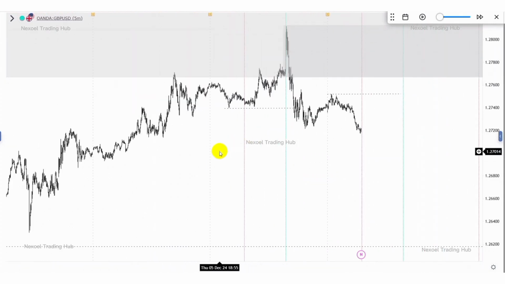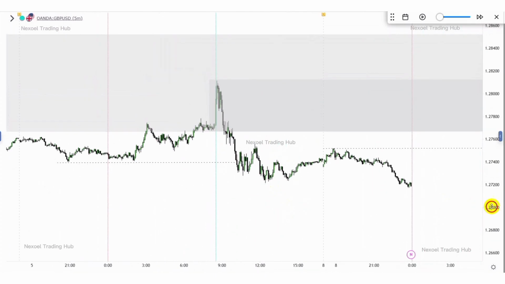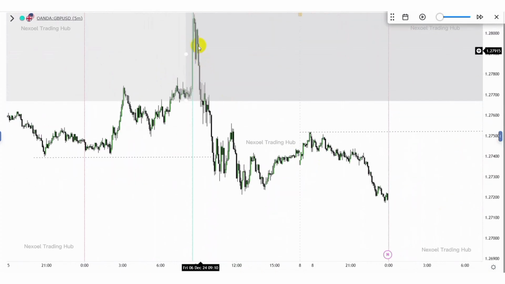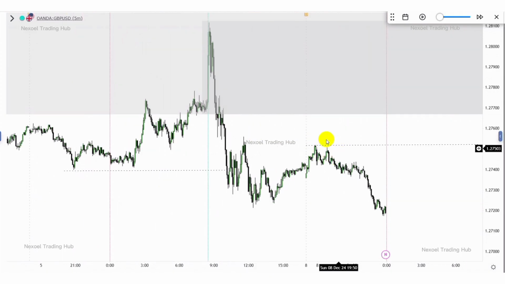So I've separated this into sessions already. We have the Asian session, the London session, and we have the New York session. So based on the delivery we've also identified from the 1 hour time frame, you can see the displacement to the downside. The market gave us the market structure shifts. Now we've identified this buy side liquidity from the 1 hour time frame.